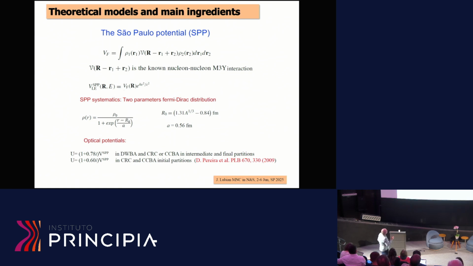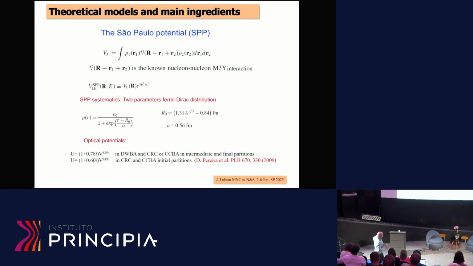This potential has the advantage that we have a systematic for the matter density expressed in the two-parameter Fermi distribution, that is, the radius is given by this systematic and the diffuseness is fixed. So once we use this potential, we don't have any free parameter except two strength coefficients that could appear. In all the optical potentials, in the final and intermediate partitions, we use these systematics that have been proved to be a good approximation to describe elastic scattering in a wide energy range.